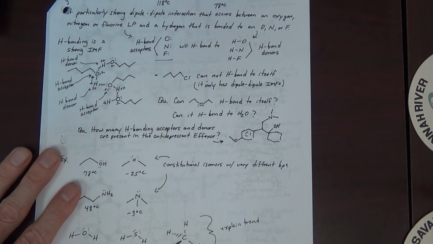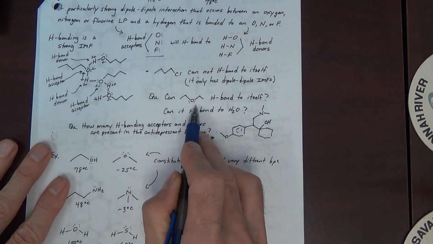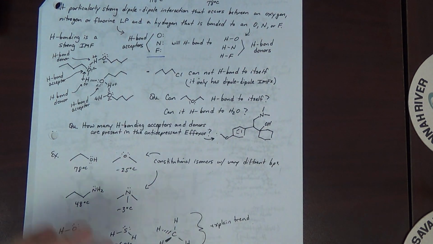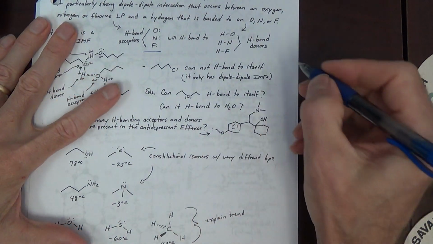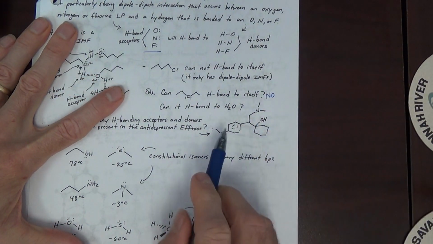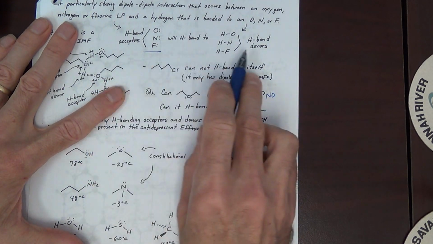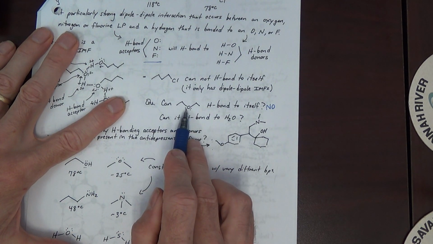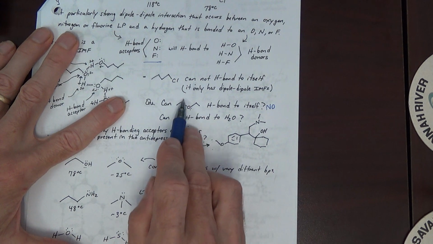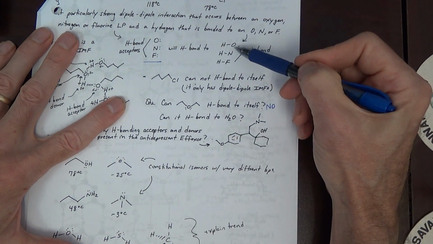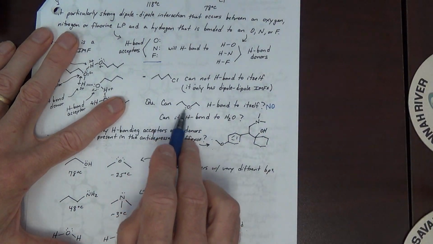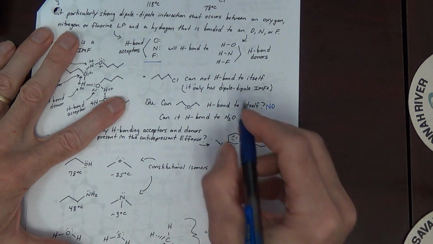Question. Look at this ether compound here. Can it H bond to itself? And the answer would be no, it cannot. To H bond, you have to have an acceptor and a donor. If you only had this ether, you would only have acceptors, the oxygen lone pair. Where's the donor? There is no H on an O, N, or F within this molecule. But can this ether hydrogen bond to water? And the answer is yes.